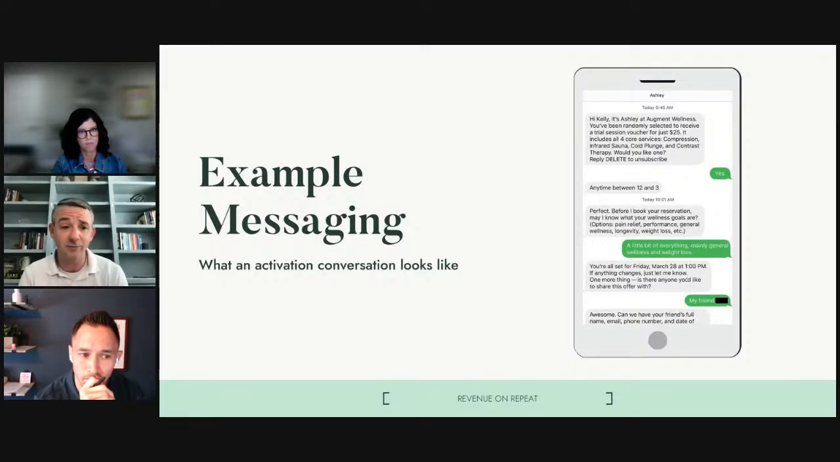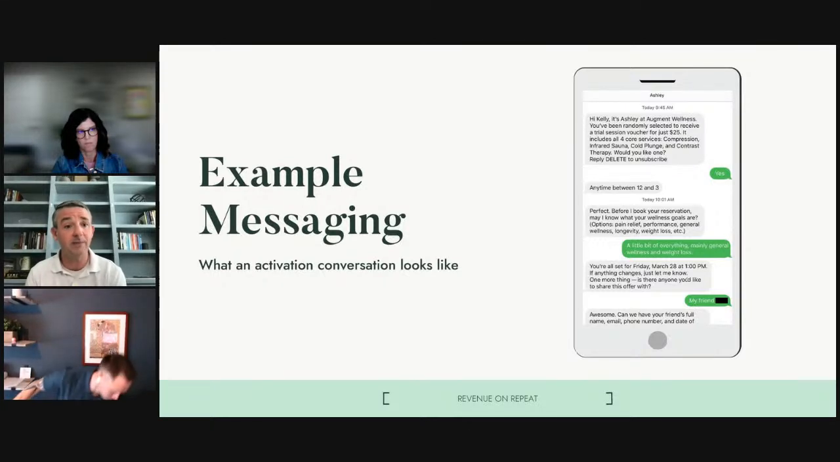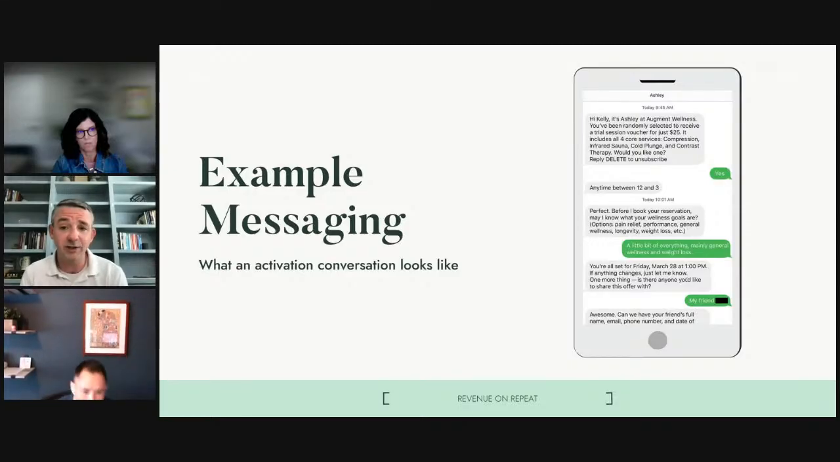What's interesting about this one, this is a lead that came into their database. This is Augment Wellness in North Carolina. This is a lead that came into their database 2 years ago and has never been into the actual facility. This top message is the one that won. This kept the opt-out rates where it needed to be, but the response rates and booking rates where it needed to be. Hey, Kelly, it's Ashley at Augment Wellness.